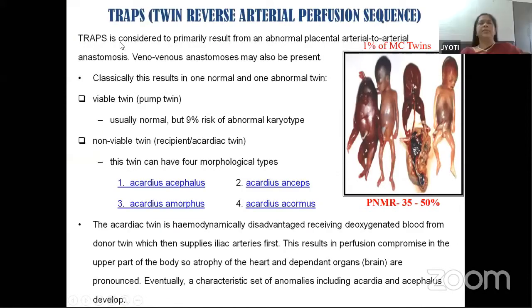Then coming to TRAP, it is usually happening because of AA anastomosis. It is seen in only 1%. And here you have a pump twin and a recipient twin. And the twin can have 4 morphological types. You can have an acardius, acardius anceps, acardius amorphus, and acormus. And this happens because of deoxygenated blood going into the donor twin, to the iliac artery. So the upper part of the body is not developed. And here the perinatal mortality rate is to the extent of 35 to 50%.